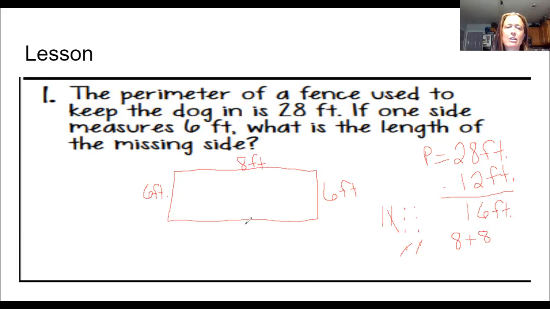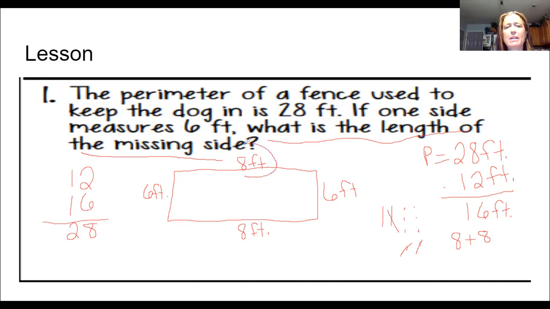So let's double check ourselves to be sure. All right. 6 plus 6 is 12. 8 plus 8 is 16, right? 28. So we're right. These two sides are 6 feet. These two sides are 8 feet. So the answer to our question is, it says, what is the length of the missing side? And that would be 8 feet.